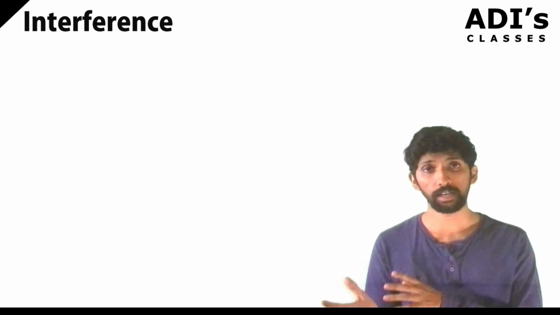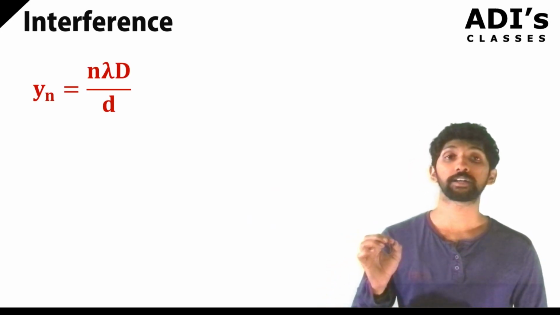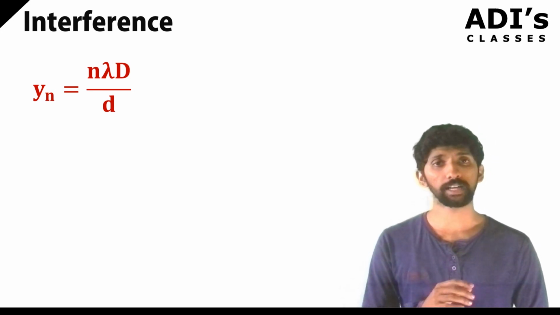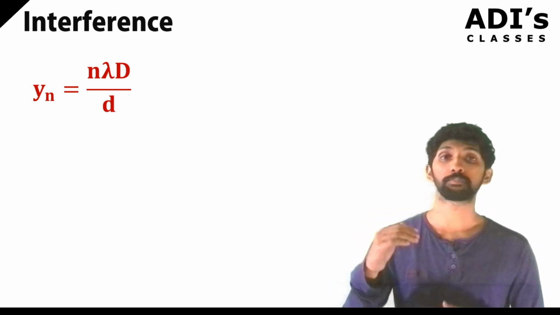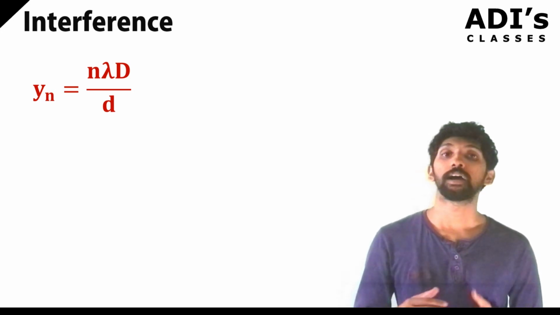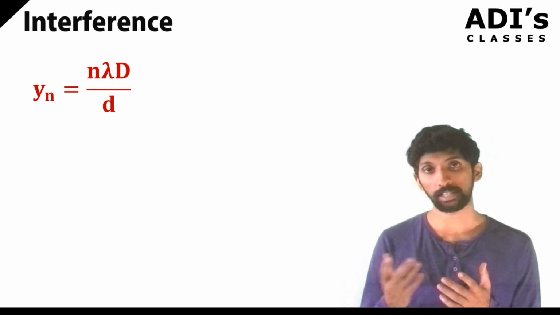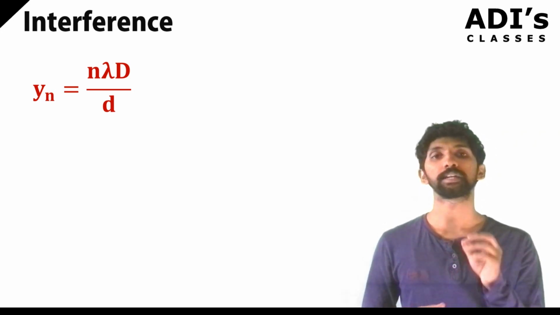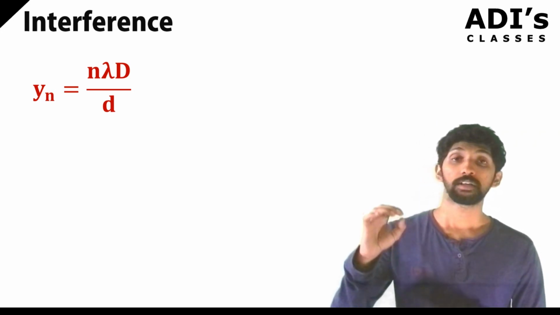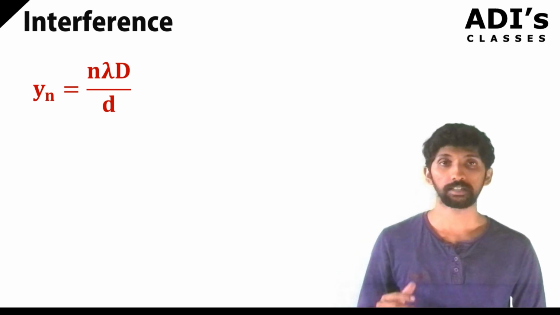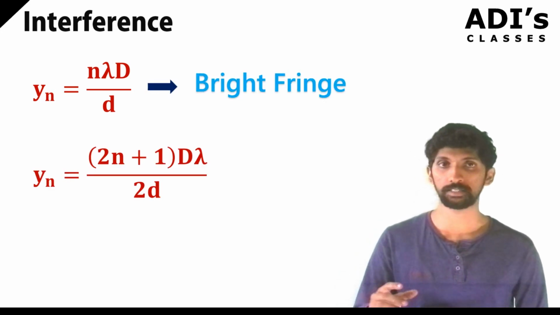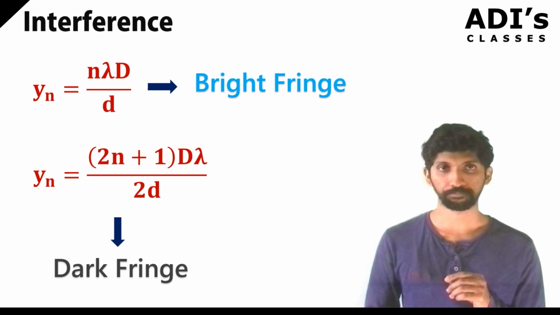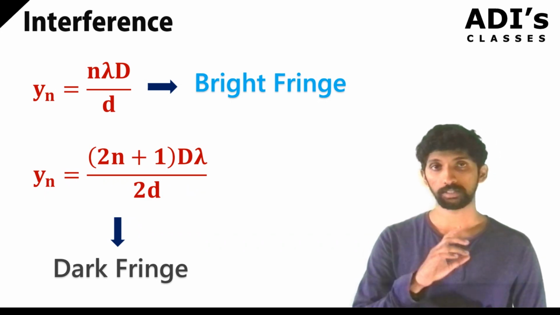Next, we moved on to how to figure out the fringe width, correct? To find the fringe width, we first figured out the position of the nth bright fringe or the nth dark fringe. So we got y is equal to n lambda D divided by d. This is for the nth bright fringe, correct? Then for the nth dark fringe, we have y is equal to (2n plus 1) into lambda D divided by 2d, right? So this is for the dark fringe.